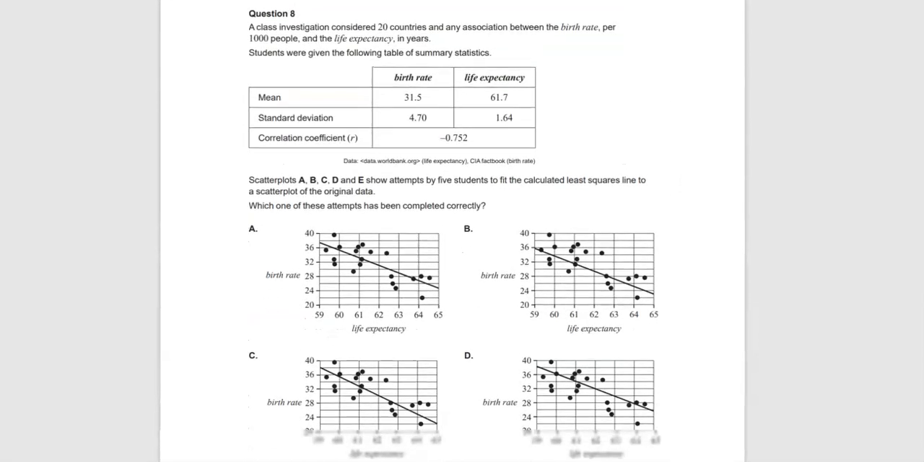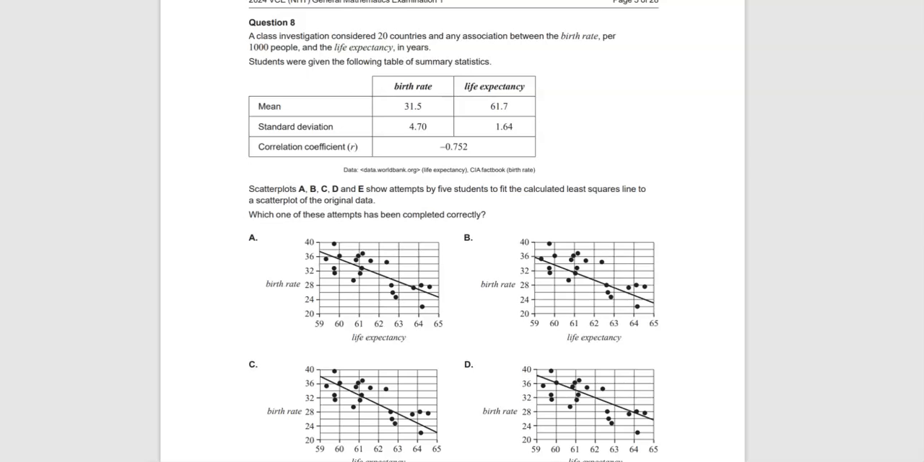All right, with this next one, it says a class investigation considered 20 countries and any association between birth rate per 1,000 people and life expectancy. So students were given the following summary table. And okay, so we can see all of that. And then scatter plots A to E show the attempts of 5 students to fit and calculate the least squares line. Which of these graphs is correct?